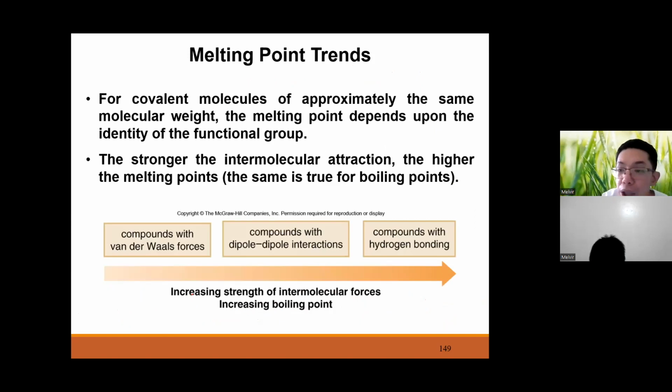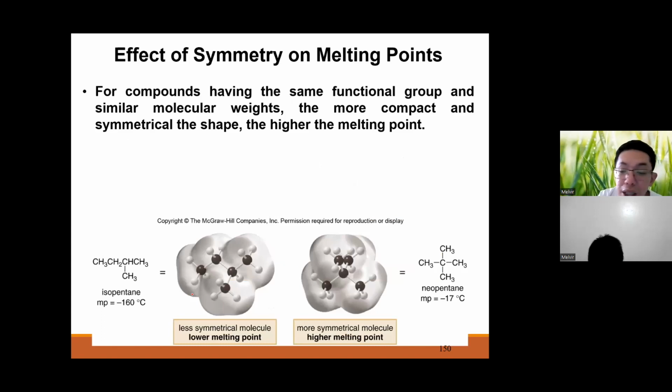So for covalent molecules, first rule pa rin, having the same molecular weight, the melting point depends upon the identity of the functional group and the intermolecular attraction that bears it. So, kunwari compounds with small or weak van der Waals forces, sila ang may pinakamaliit na melting point, followed by compounds with dipole-dipole interaction kasi intermediate yan na strength na IMFA. And then compounds with hydrogen bonding. Sila ngayon ang may mataas na melting point. So ito yung sinasabi ko kanina sa iyo.